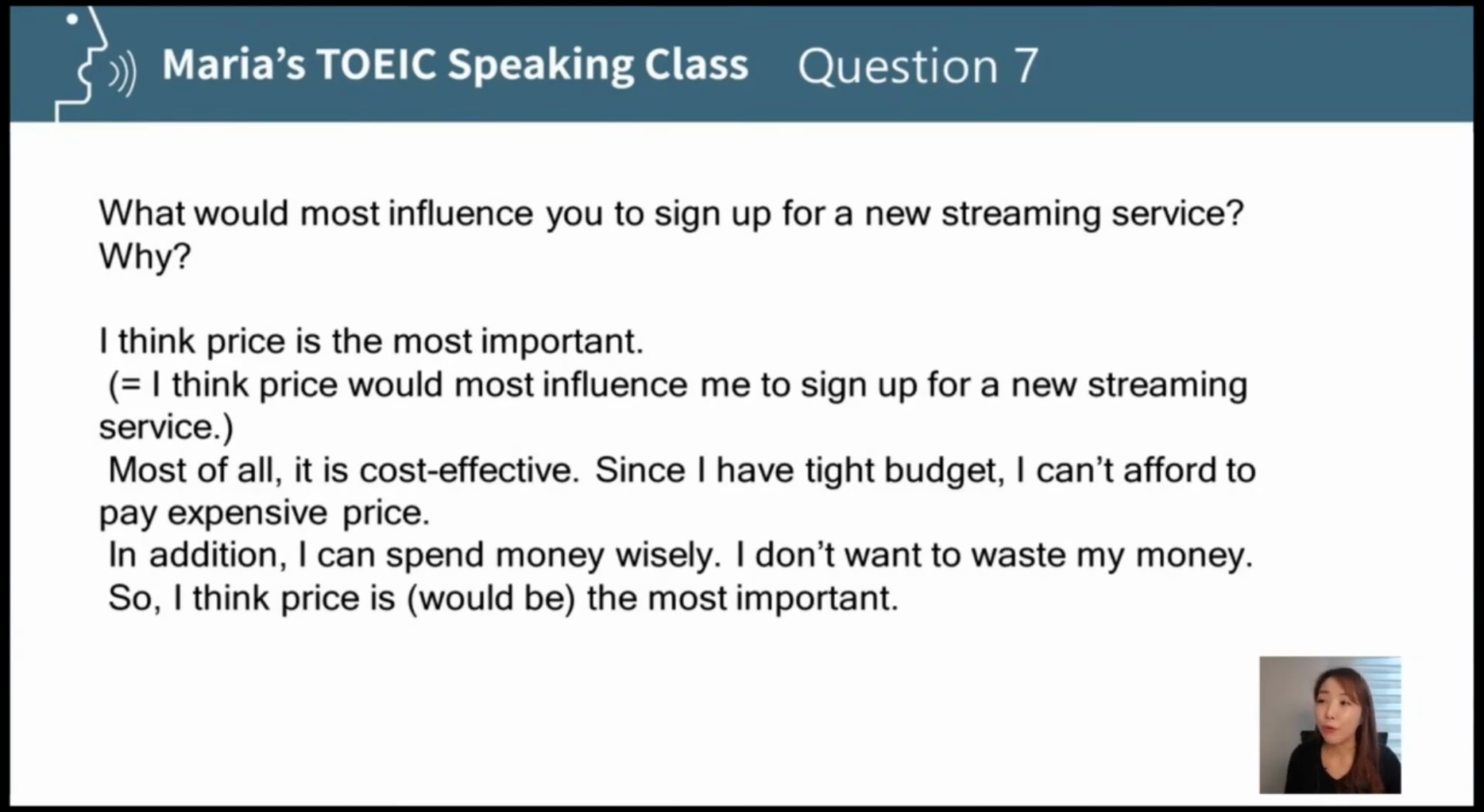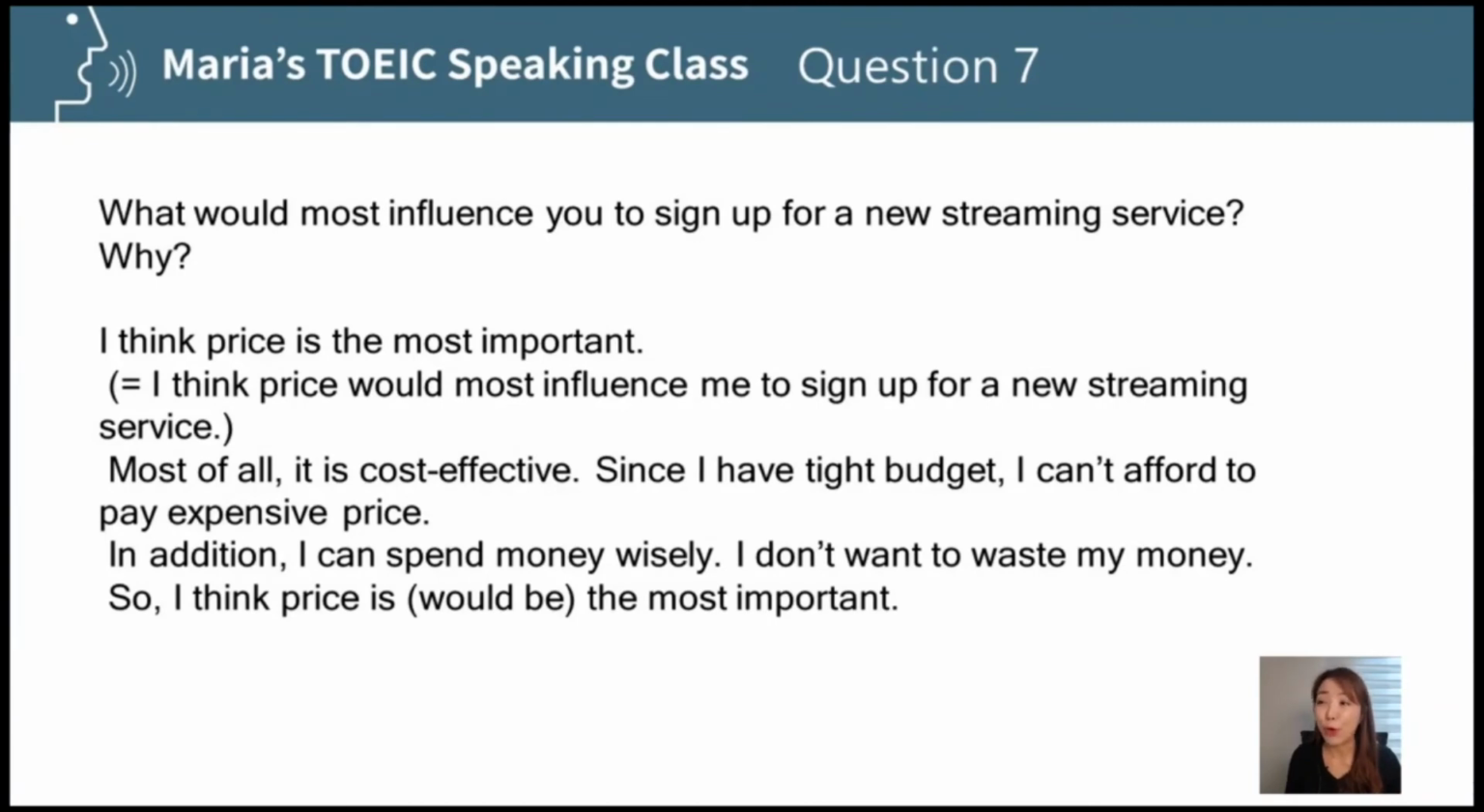마지막 질문. What would influence you to sign up for a streaming service and why? 자, 그러면 그런 재생 서비스를 sign up for, 신청하다, 가입하다입니다. Influence. 그러면 그런 걸 신청할 때 뭐가 너에게 가장 많은 영향을 끼치겠느냐? 자, 우리가 가장 중요한 건 아무래도 가격이죠. 가격이 얼마냐가 중요하다. I think price is the most important.